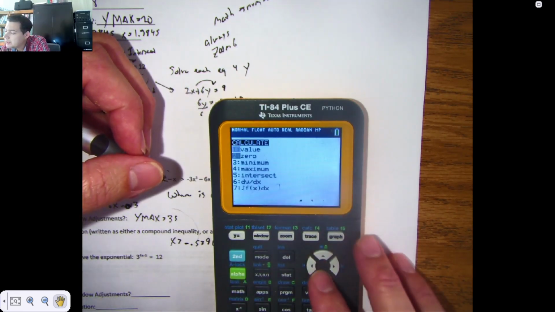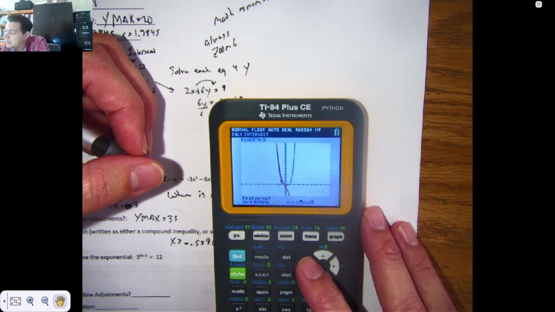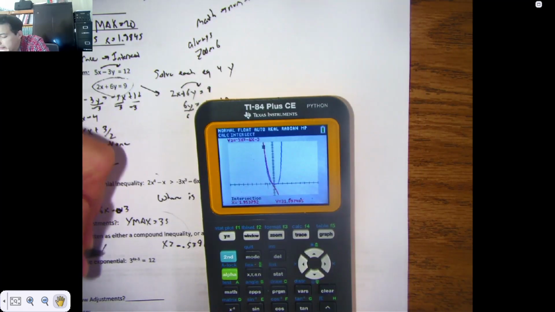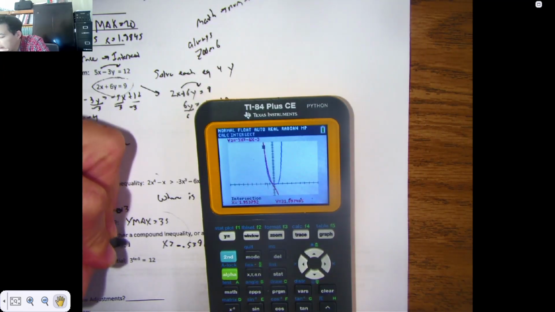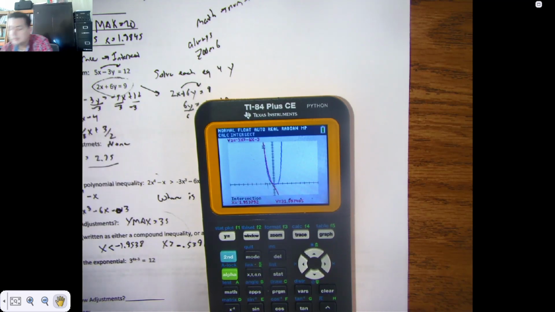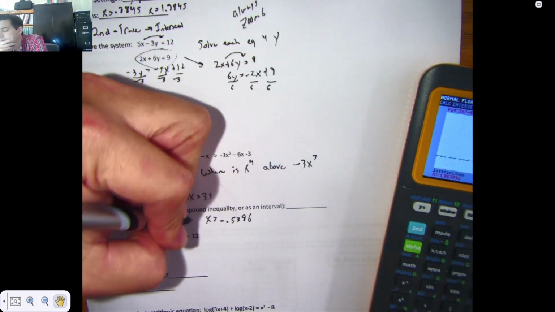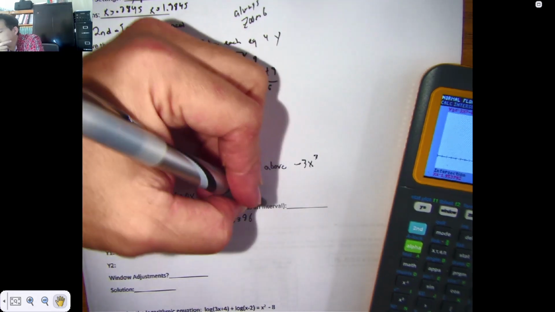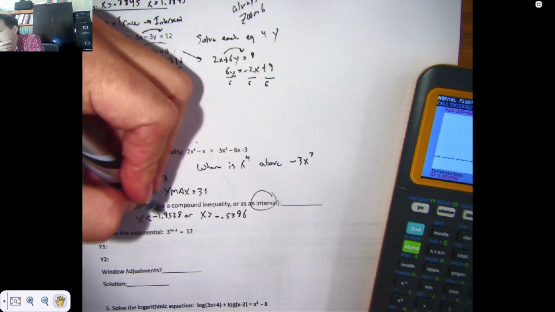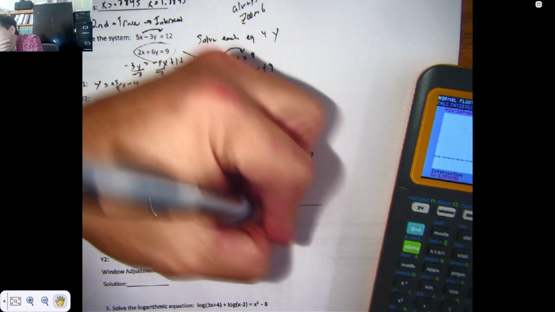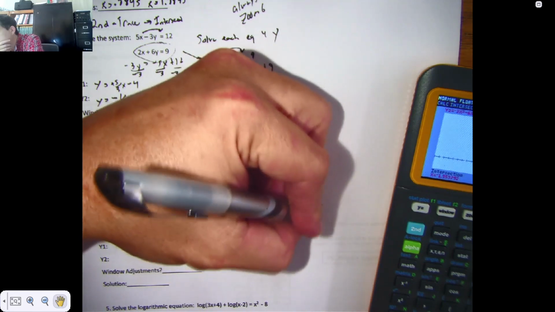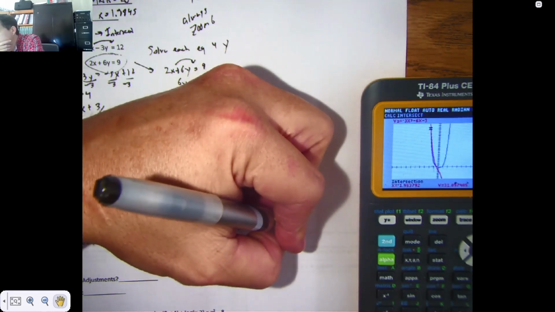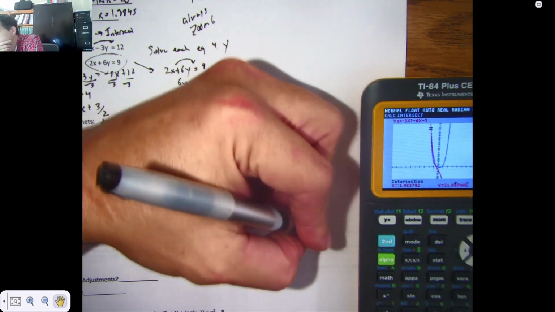So let me go through that again. Second trace 5, intersect, cursor close, enter, enter, enter. And so long as x is less than -1.9538. Well, here's my inequalities. I am less than that or more than that. So if and remember I said or as an interval. So this inequality is -infinity all the way to -1.9538. Union with the other inequality, which is -0.5396 to infinity.